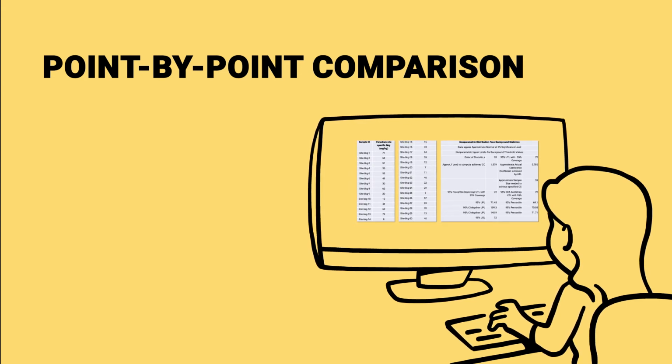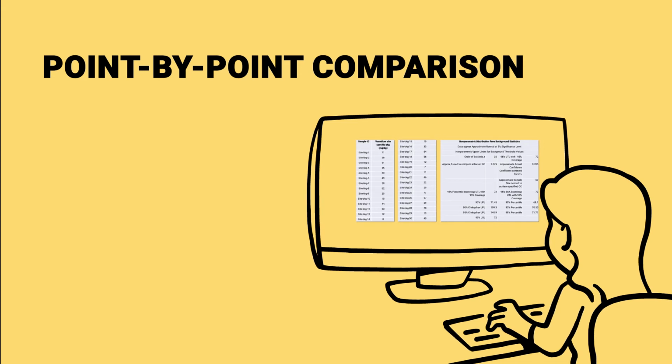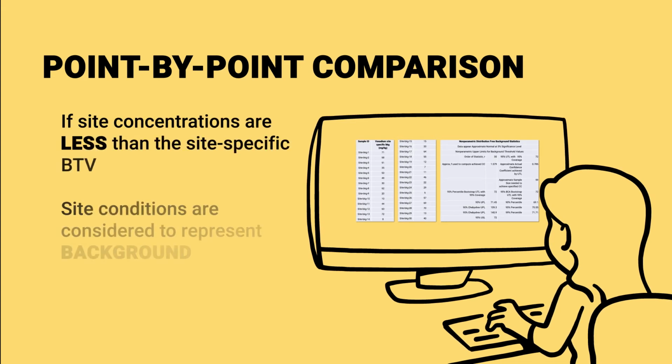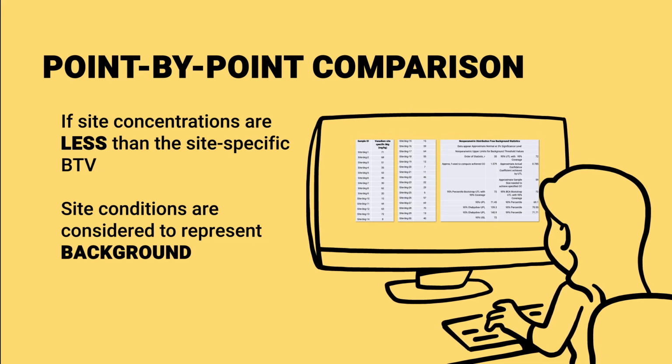The use of a site-specific BTV allows you to identify localized contamination. This type of comparison is often referred to as a point-by-point comparison. If all of the site concentrations, or the maximum site concentration, are less than the site-specific BTV, site conditions are considered to represent background.